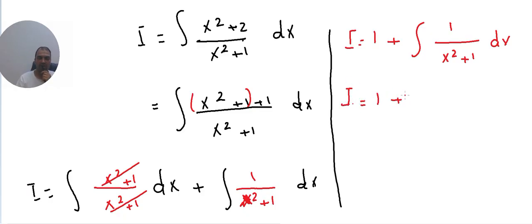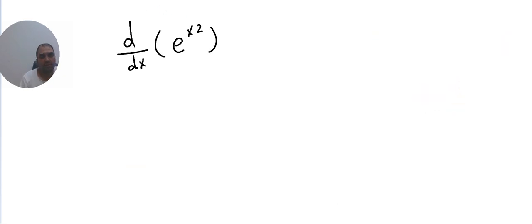This function we have, 1 over x power 2 plus 1, we call it tan power negative 1 of x plus constant. The integration of this function will be tan power negative 1, the inverse of the tan function, of x, plus constant.